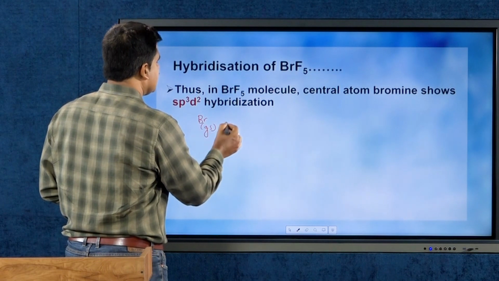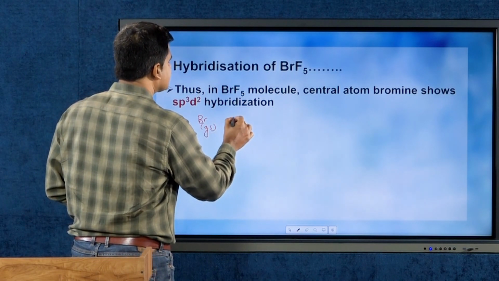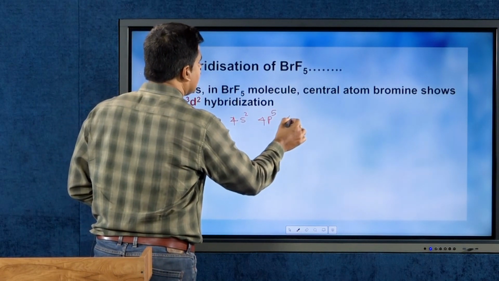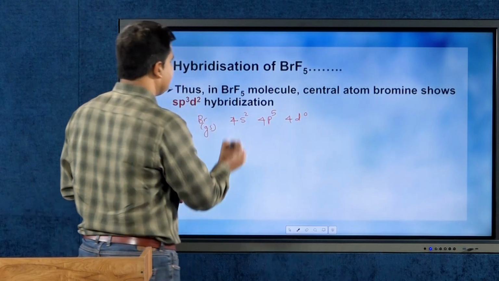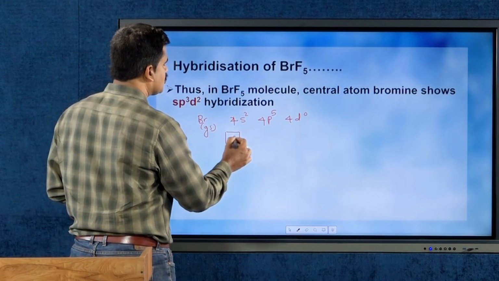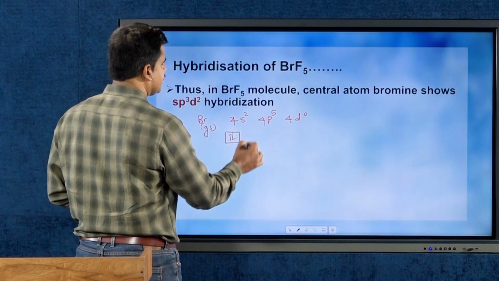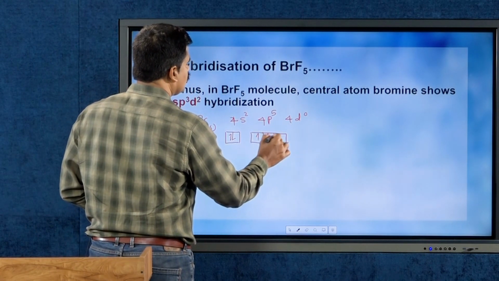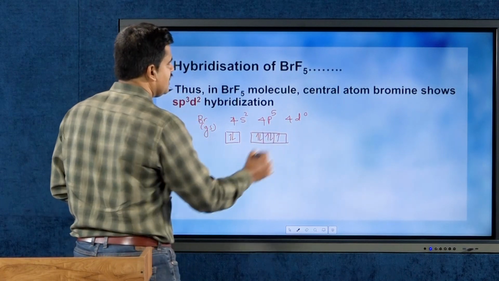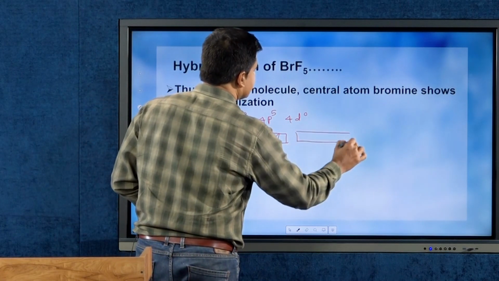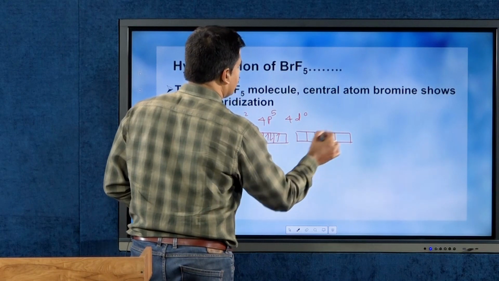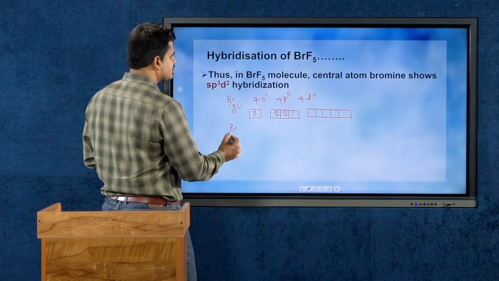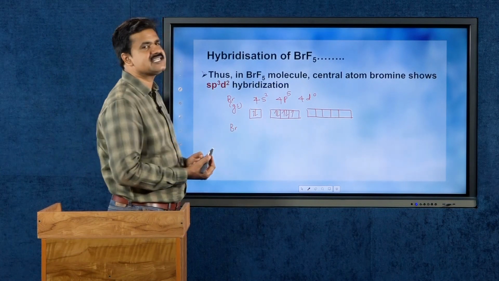Bromine has an outer electronic configuration of 4s2, 4p5 and 4d0. Whenever it is represented using box-wise notation, this is 4s with the 2 electrons, this is the 4p subshell with the 5 electrons, 1, 2, 3, 4 and 5, and this is the 4d subshell, there are 5 of them in total, the 4d subshell with no electrons. Now, let us think what is happening during the excitation of electron.